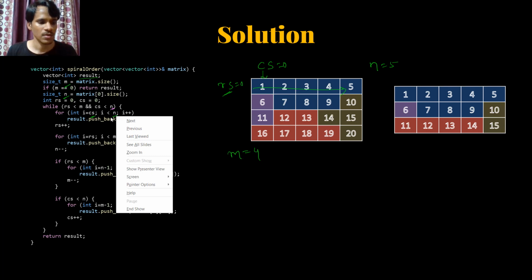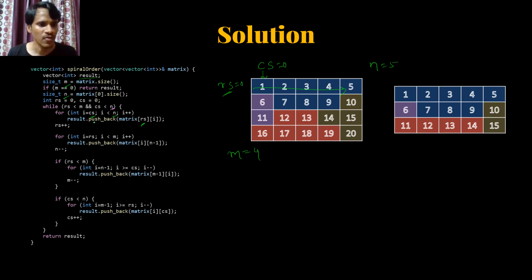Okay, and we push back the matrix of rs comma i to the result. So we are keeping this into the result. Then for this column, after doing the previous step, we'll increment the row start. So row start is now 1. Okay, so we start from i equal to row start to i less than m.